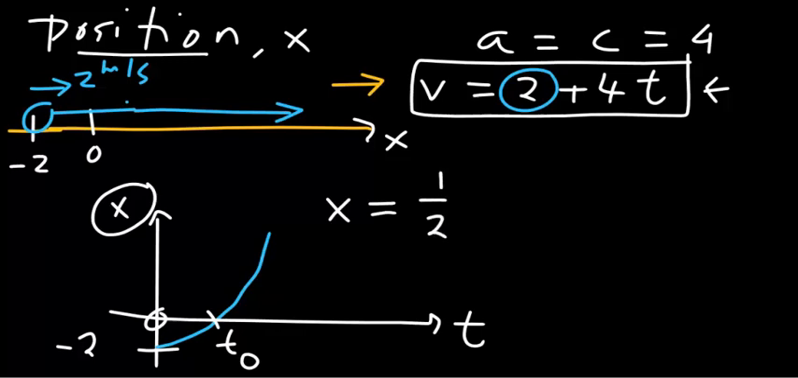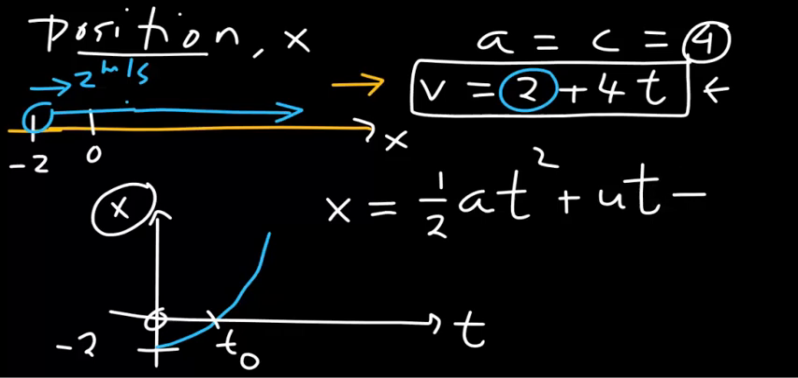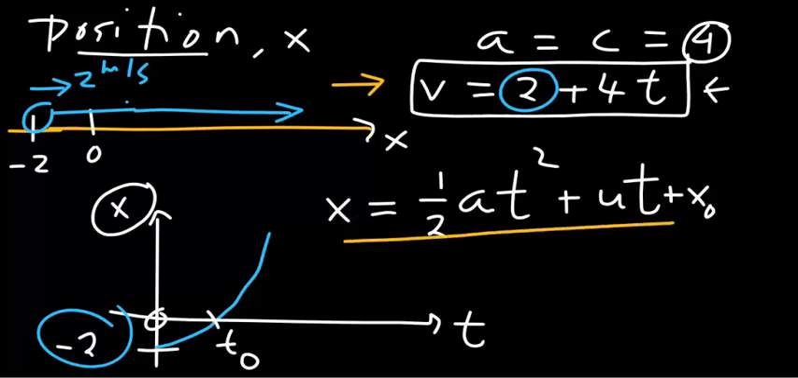So this is an equation that describes the position of that object as it moves to the right: x equals half times the acceleration, times t squared, in this case the acceleration can be taken to be 4, plus the initial speed, which in our case is 2, you can write it as u t, plus the initial position x0. So in this case, a is 4, u is 2 meters per second, and x0 is minus 2. So this is the second equation of kinematics.